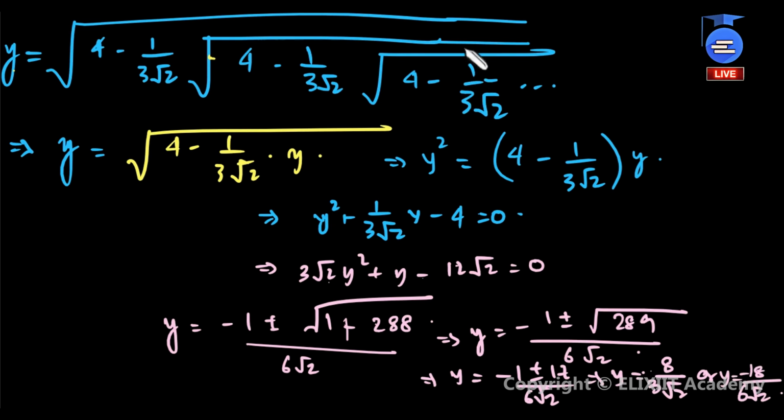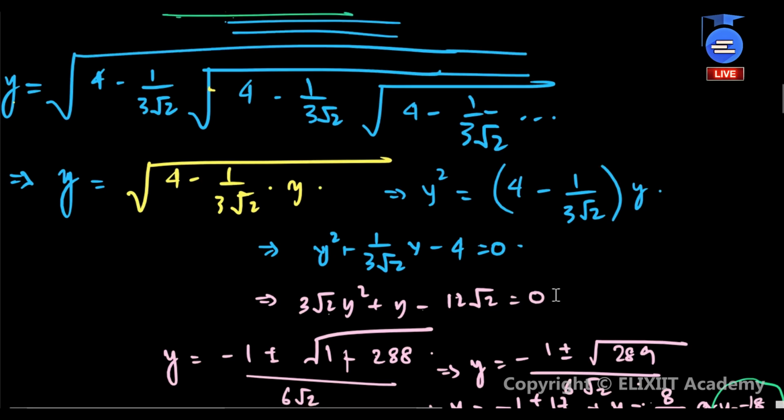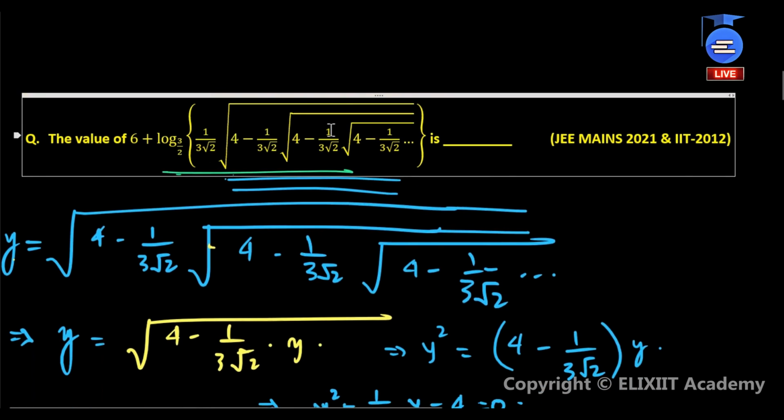Now, should I consider the negative values? Obviously not. Why should we neglect these values? Because this is log of this thing. Log, whatever it is, its domain is defined for positive real numbers. Log cannot be negative.